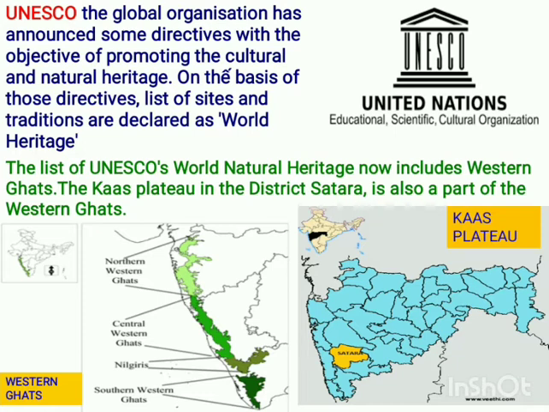Now, recently, the list of UNESCO's World Natural Heritage now includes Western Ghats, which is in the western side of peninsular India. The Khas Plateau in the district of Satara is also a part of Western Ghats and is being declared as World Heritage.